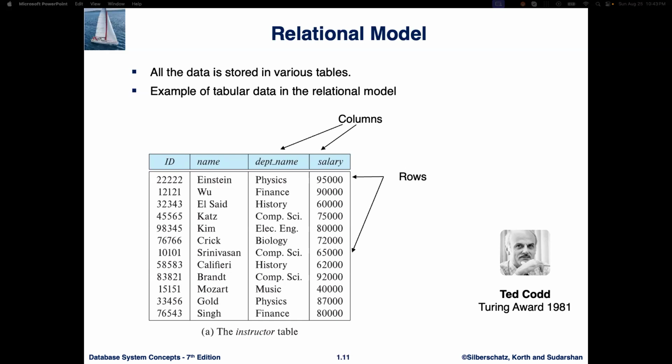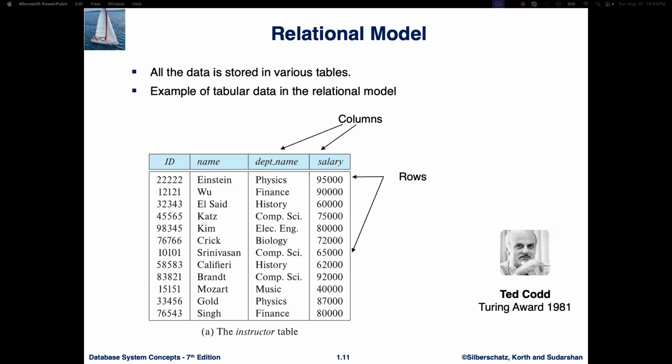So, the basics of the relational model. In a relational model, all data is stored in various tables. Each table represents a specific entity, and each row of the table corresponds to a unique record of that entity. Columns in the table represent the attributes of the entity. The power of the relational model lies in its simplicity and its ability to efficiently manage and query large amounts of structured data.